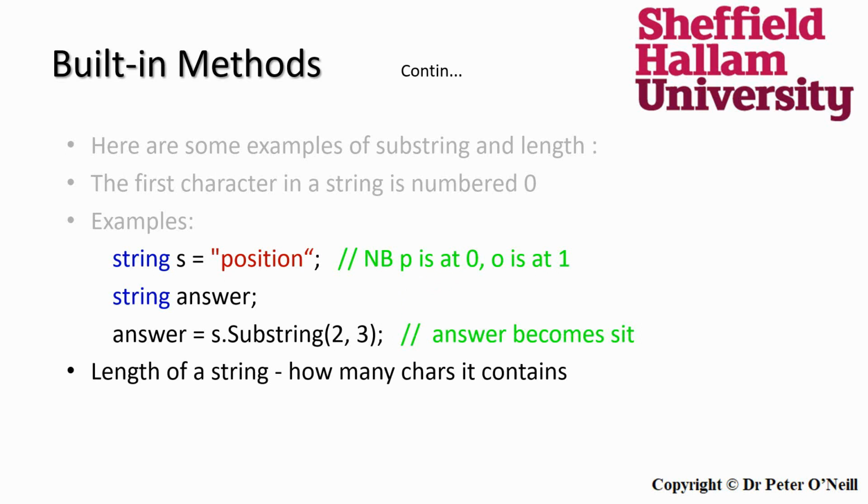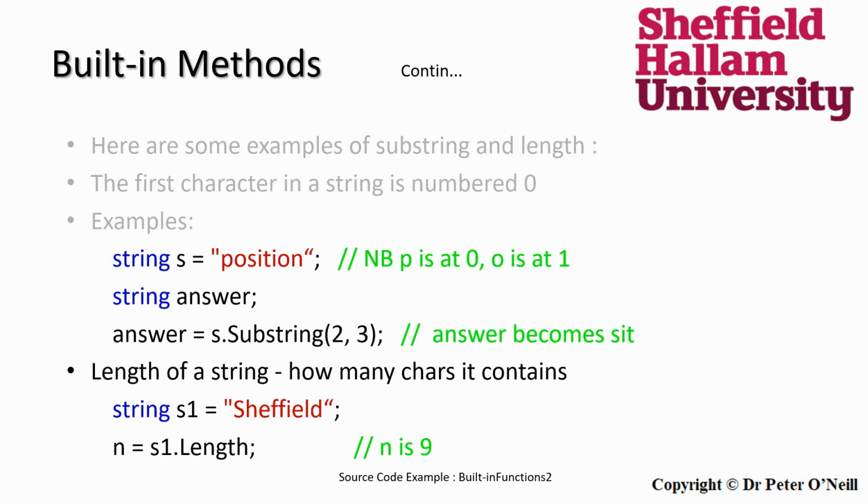The length of the string is how many characters it contains, not the index. So, for example, string S1 becomes "Sheffield". Yes, S1 therefore becomes 9, or N becomes 9, because we've asked it the length of S1. However, the index for D is 8. And you can see that in built-in functions number 2, which is available via the Blackboard.